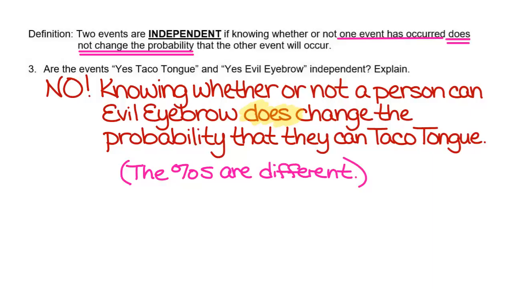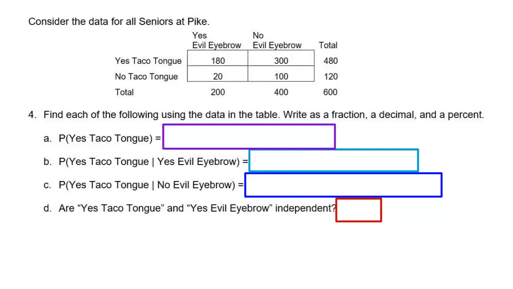All right. I would like for us to turn the page. We're going to go over to page 12. If you look up at the top of page 12, I have a two-way table here with my incredibly realistic data for all the seniors at Pike. By the way, there's only 600 seniors at Pike. I know. I made these numbers up because I want to demonstrate something. I want you guys to find the 3 probabilities that they are describing here in parts A, B, and C, and then I want you to answer question D.